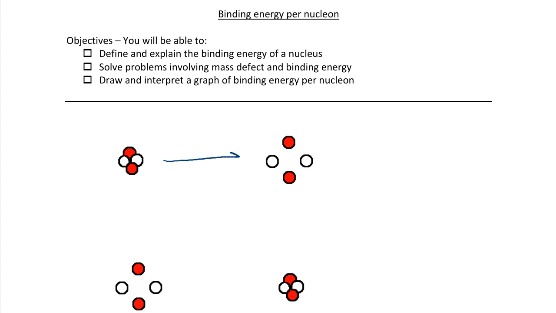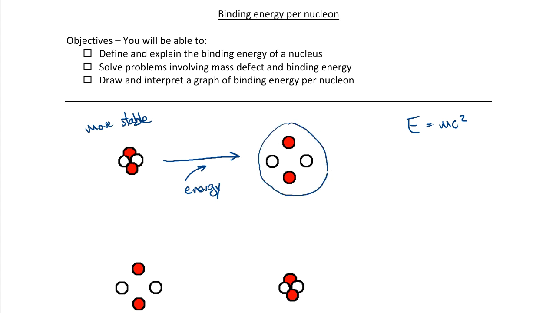In order to do that, we have to put in energy, because the helium nucleus, when it's intact, is a more stable state than those separate nucleons. Now, remember from Einstein's famous equation, E is equal to mc squared, we said that mass and energy are two sides of the same coin. So if we put in energy here, then the products in this reaction are going to be more massive. There is more mass on the right-hand side than on the left-hand side.